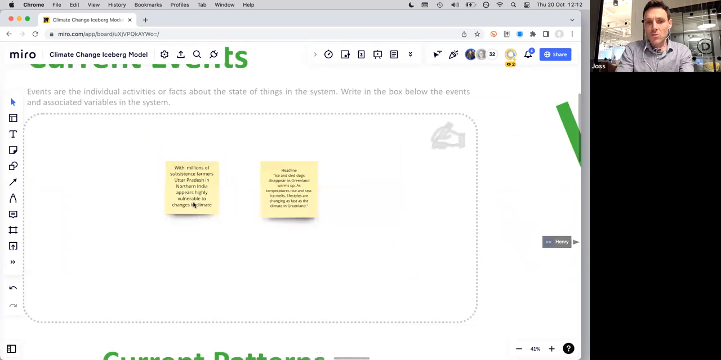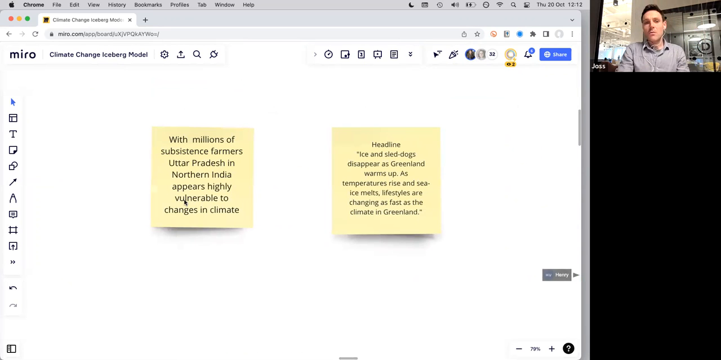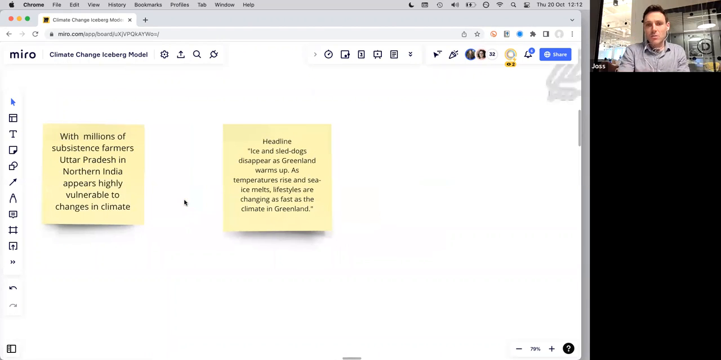Sometimes people do this as the headlines. What do we see in the newspaper? These are snapshots of what's going on in the system that you might see in the news. So for example, millions of subsistence farmers in Uttar Pradesh in northern India apparently highly vulnerable to changes in climate. That's just a little snapshot of what's going on in the world that we're in at the moment, in this climate crisis, should we call it.